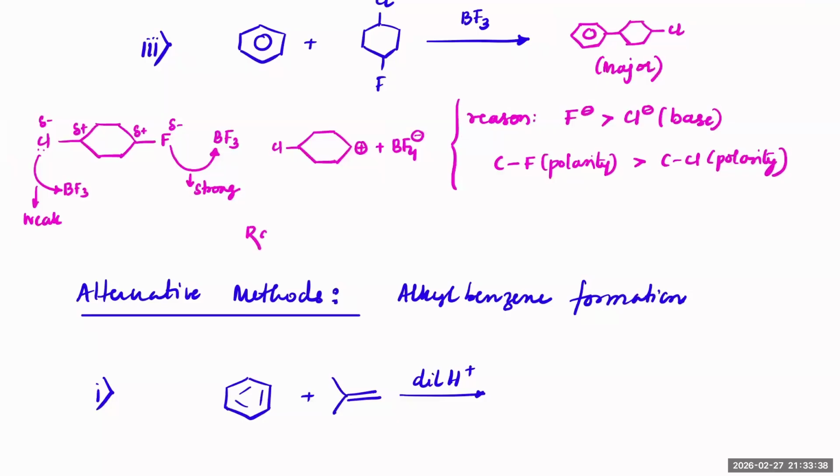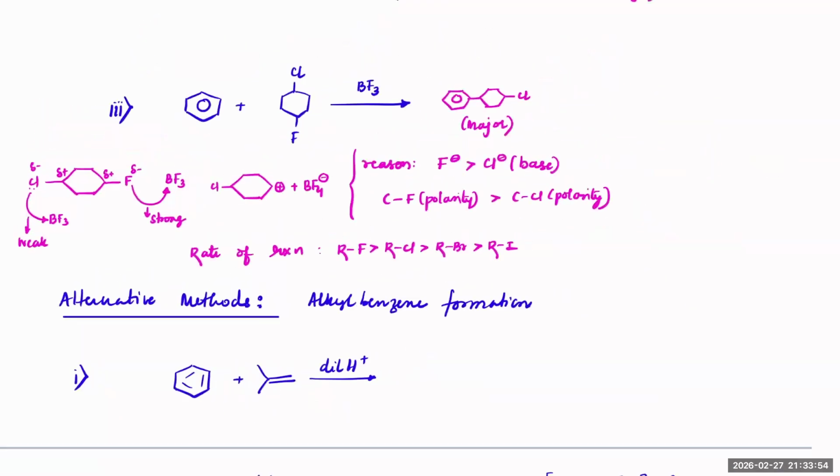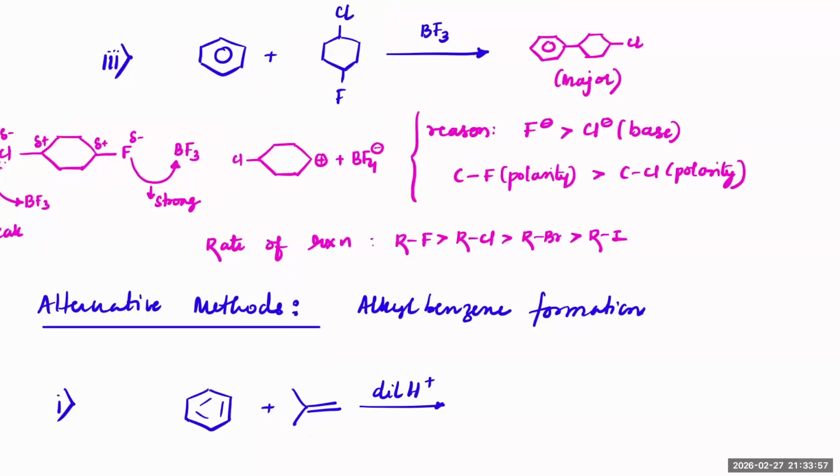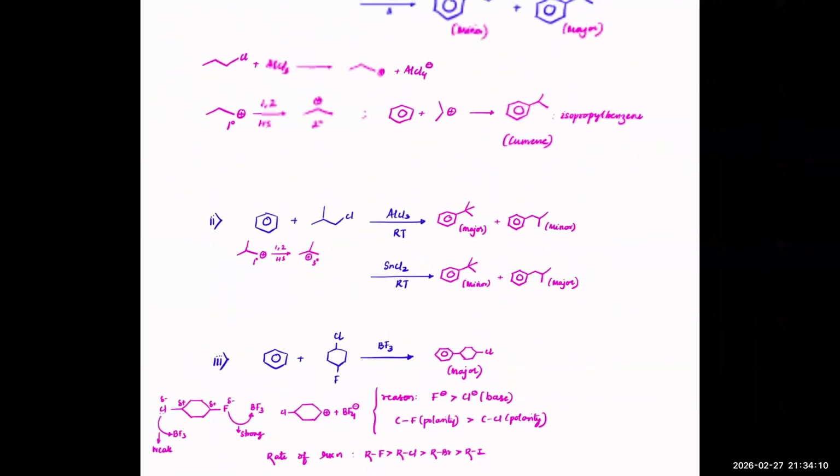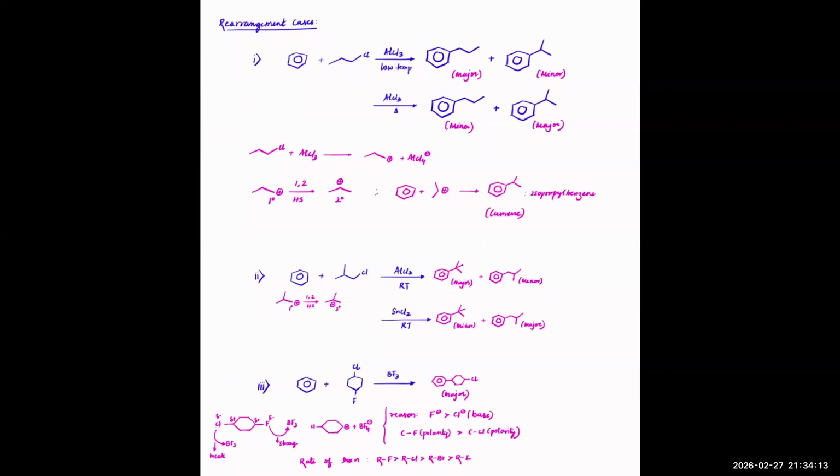Therefore, if it comes to rate of reaction, then RF will definitely make a better reaction than RCl, then RBr, then RI. Usually we notice that the iodides are more reactive for substitutions, but in Friedel-Crafts it's the opposite way. RF is a better reaction for substitution here. Right? Everyone, please go through these cases quickly. Please check the rearrangement cases. If there is any doubt, you can ask me now. Check this out.